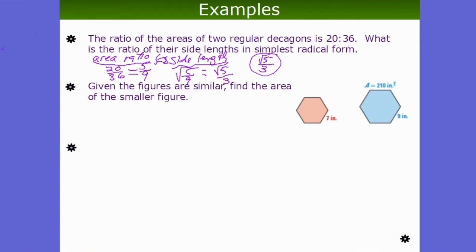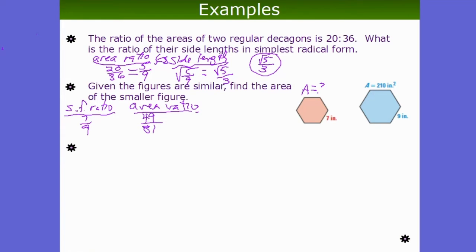I'm given two similar figures here, and I want to find the area of the smaller one. So the area is the thing I don't know, but I do know the area of the second one. I also see some corresponding sides, so I can actually figure out the scale factor ratio or the side length ratio, and that would be 7 over 9. So from that, I can square that to get the area ratio. So square top, square bottom, that's 49 over 81. That would be the area ratio small to big.